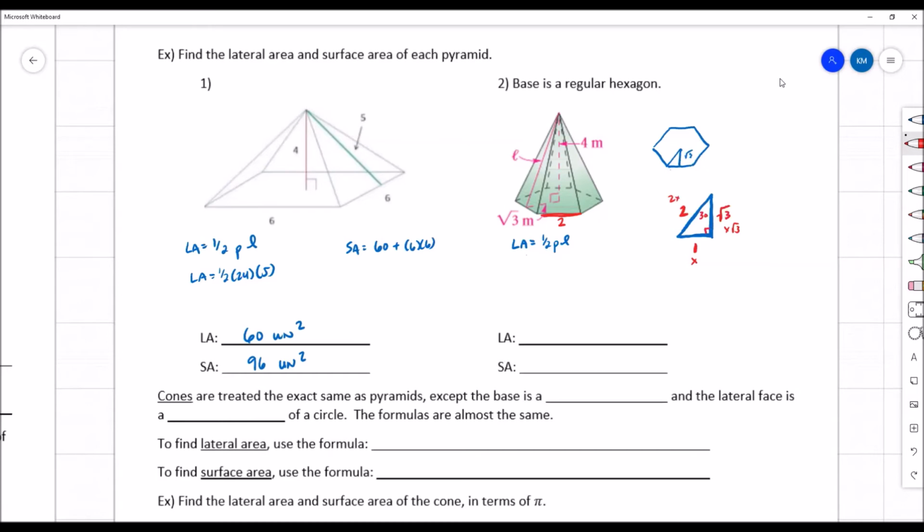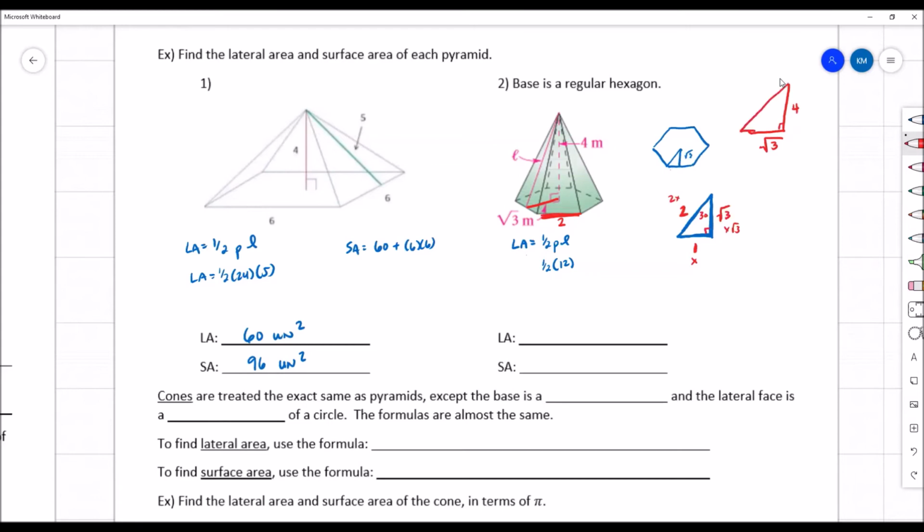We found out that if one side is 2, our perimeter is 12. So 1/2 of 12. And now we need to know our slant height. In order to find our slant height, we have this right triangle that's made. In this right triangle, we know that this leg is radical 3. This leg is 4. And our hypotenuse is the slant height.